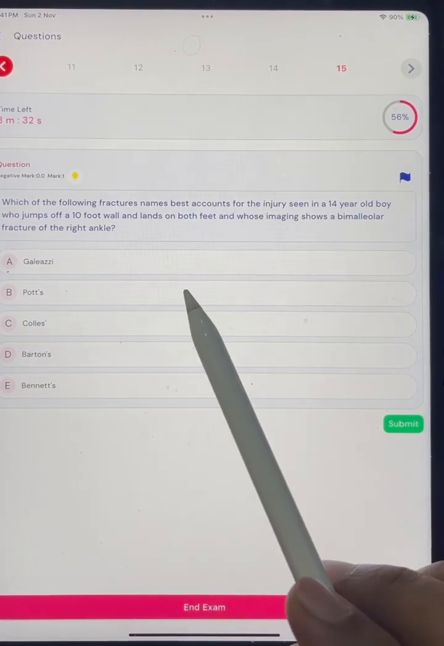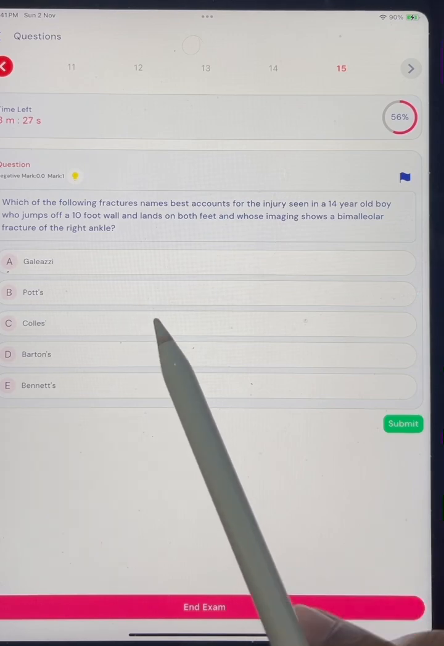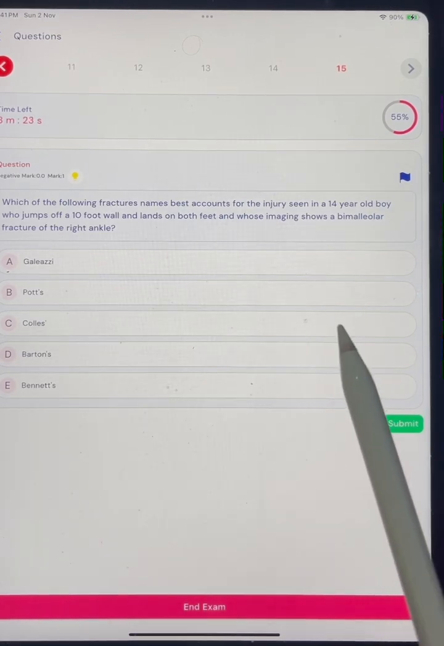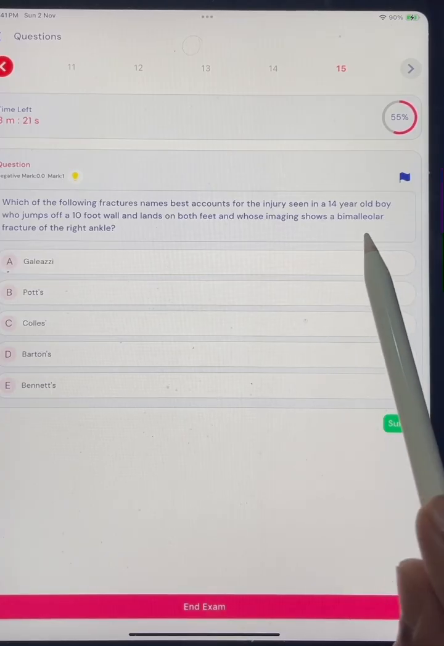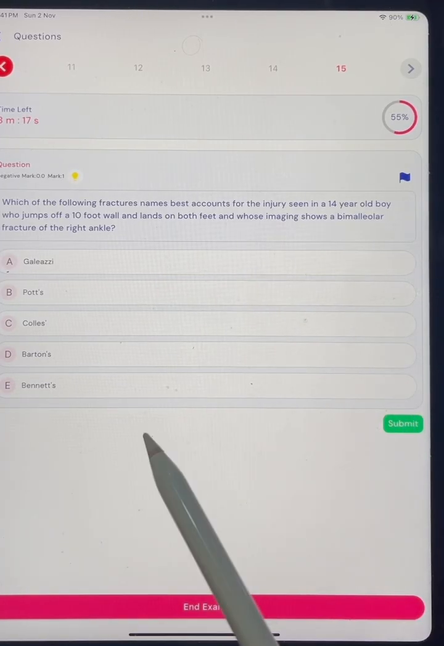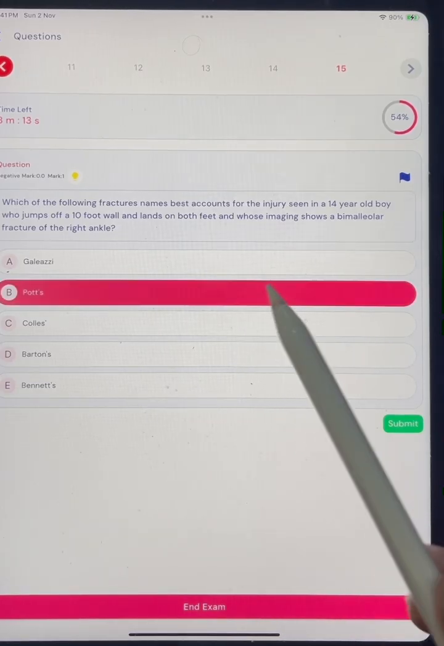Which fracture name best accounts for the injury in a 14-year-old boy who jumps off a 10-foot wall and lands on both feet, whose imaging shows a bimalleolar fracture of the right ankle? This is bimalleolar. So bi is Pott's and tri is Cotton's. Pott's fracture.